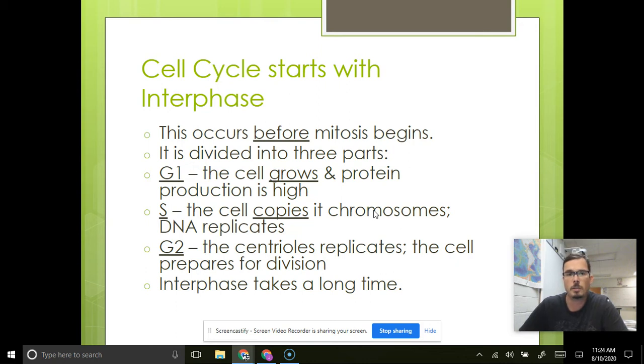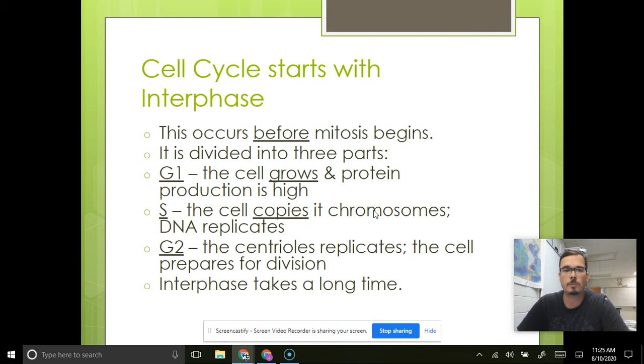The cell cycle starts with interphase. This is before mitosis begins, and it is divided into three parts: G1, S, and G2. In G1, the cell is just going to be growing, and protein production is going to be high. In the S phase, the cell is going to copy its chromosomes and replicate DNA. And then in G2 phase, the centrioles will replicate, and the cell will prepare for cell division.